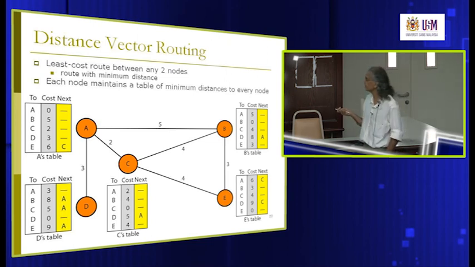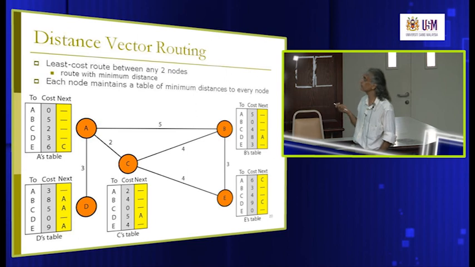Then C's table will say, okay, E is actually local, I know how to go. Same thing for D. The only one directly connected is A, with cost 3. To go to B, C, and E, they all must go through A, and the cost is accumulative. To go to E from D, it has to go through A first, and the total cost is 9.